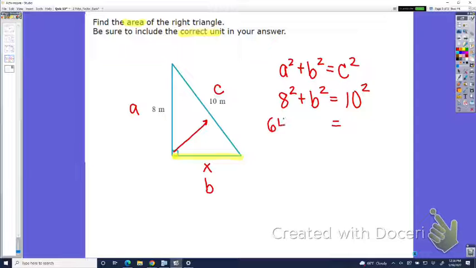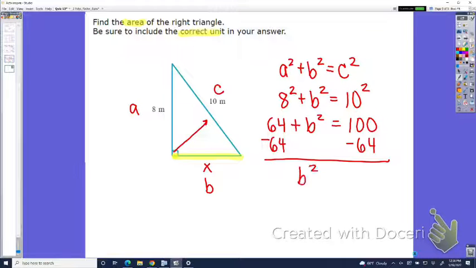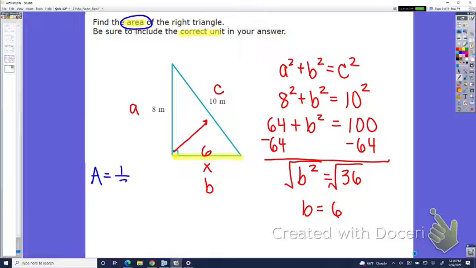8 squared is 64. 10 squared is 100. We're going to subtract 64 from both sides. B squared equals 36. And if you square root, you get b is 6. Now that is not our final answer to the question. We want the area. So the area formula for a triangle is 1/2 the base times the height.